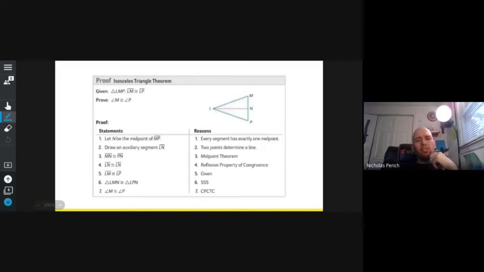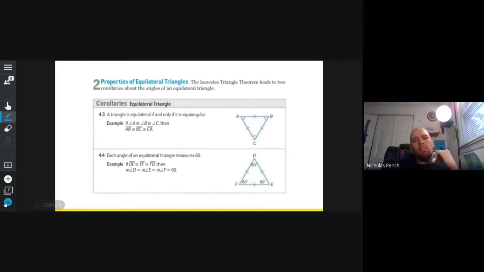Now, let's not take a look at that. Let's go right to equilateral triangles. Equilateral means equal sides. Although it's not spelled the way it sounds, whatever, we listen.